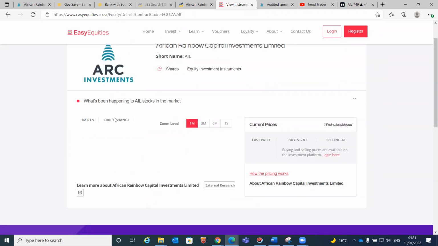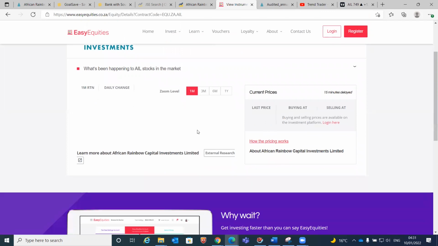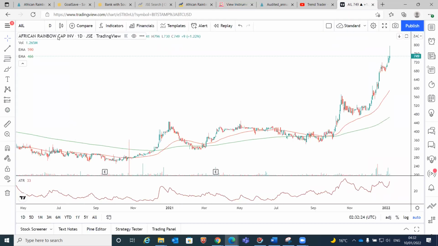Then once you are there on your EasyEquities account, after you have logged in, you will have that option to buy. You can buy as many shares as you desire, but do keep in mind your risk management. Understand how many shares you want and the amount of risk that you want to take with that. And then, as we saw here on the chart, African Rainbow Capital, the share code is AIL.